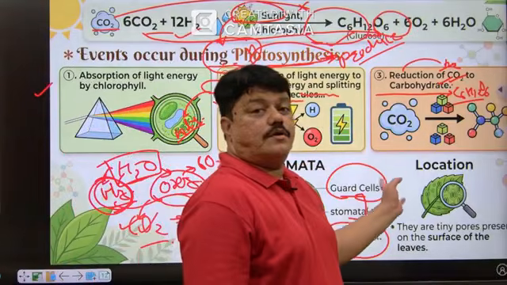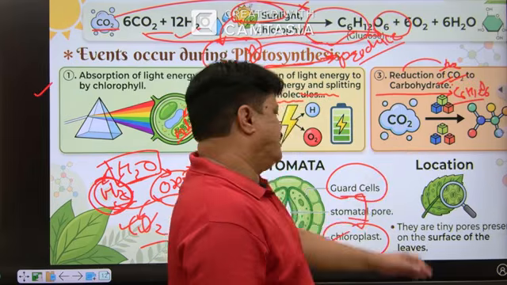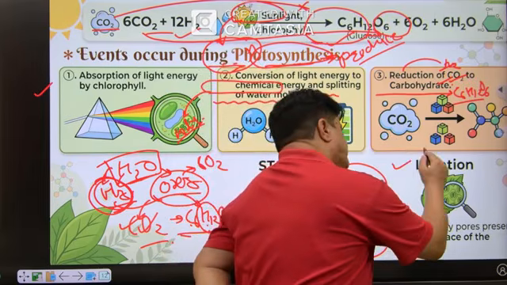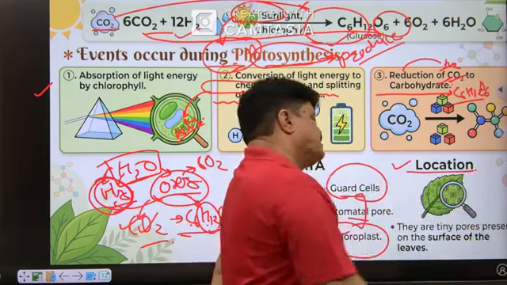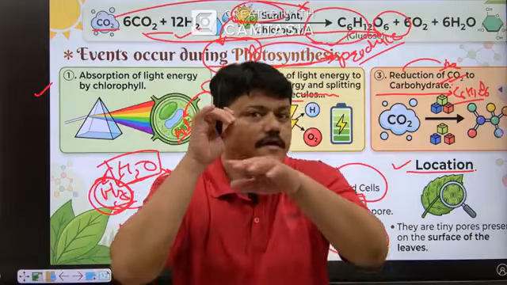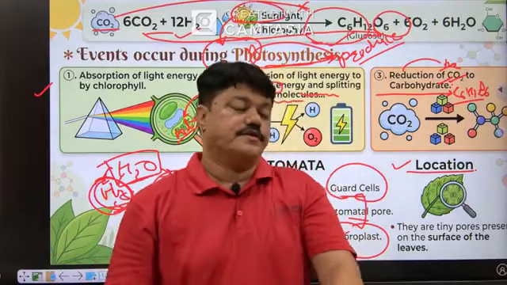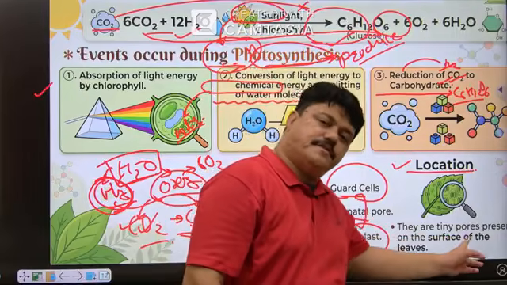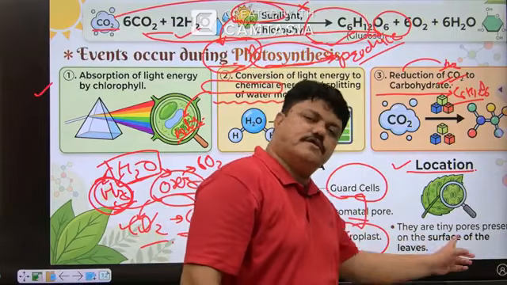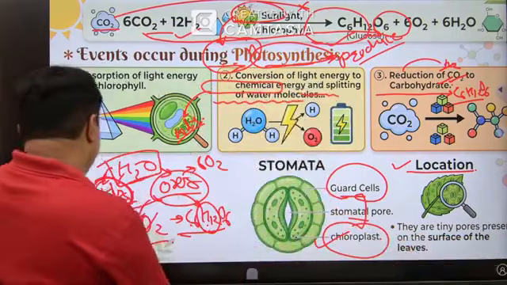But in a short note on stomata, the first point we'll write is location. Location of stomata: they are tiny pores present on the surface of leaves.